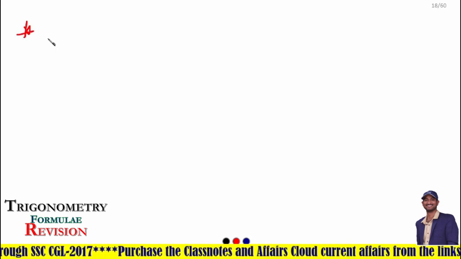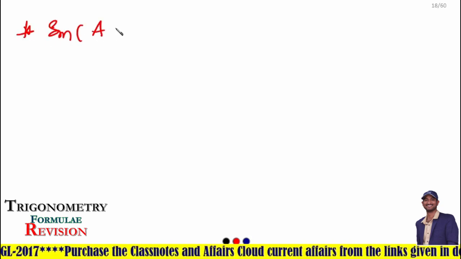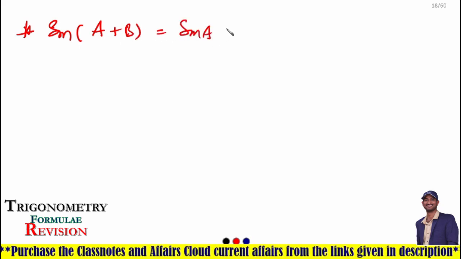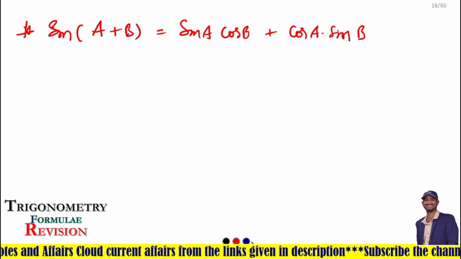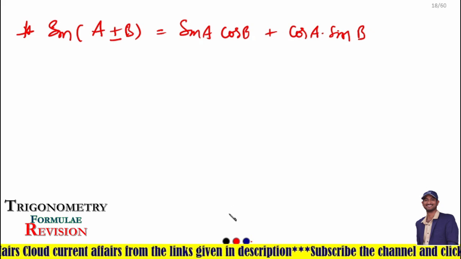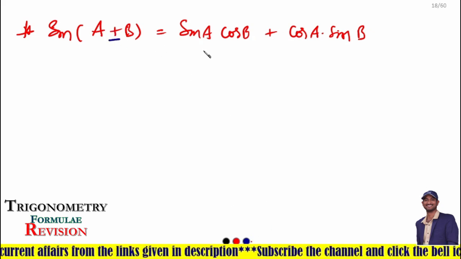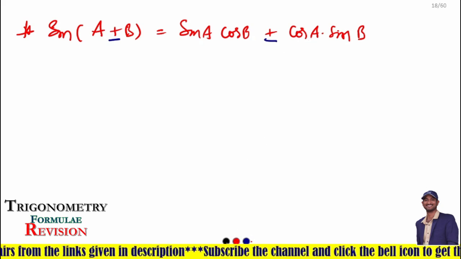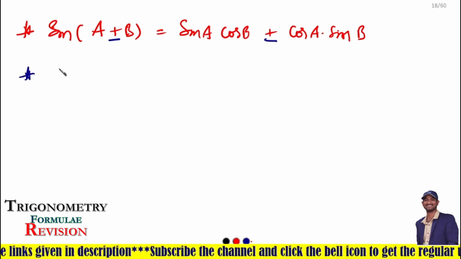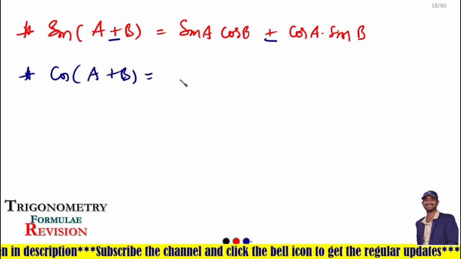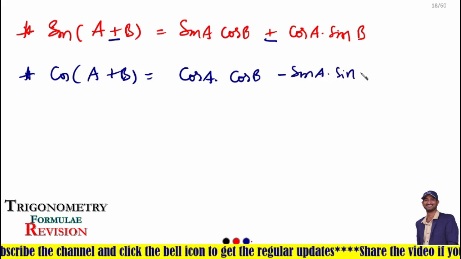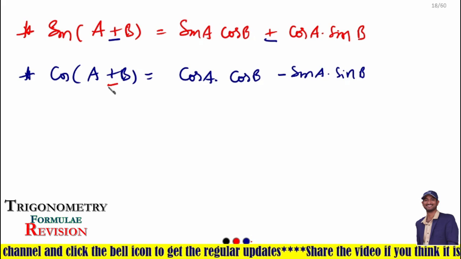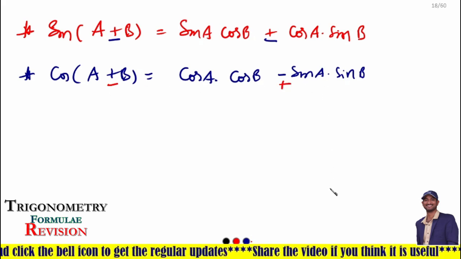Next, important formulas in trigonometric ratios. First, sum or difference of the angles: sine of a plus b is equal to sine a cos b plus cos a sin b. Similarly, sine of a minus b is sine a cos b minus cos a sin b. Next, cos of a plus b is equal to cos a cos b minus sin a sin b, and cos of a minus b is equal to cos a cos b plus sin a sin b.